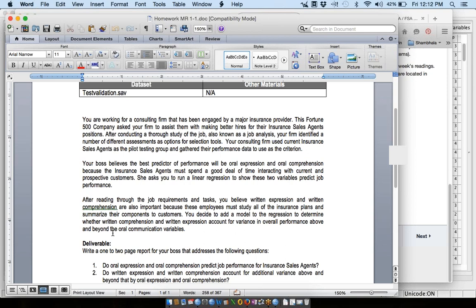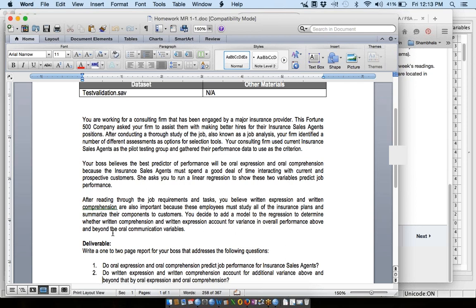And so you're running a regression to show that these two predict job performance. But you also believe written expression and written comprehension are important. So you decide to add a model to the regression to determine whether written comprehension and written expression account for variance in overall performance above and beyond the oral communication variables.